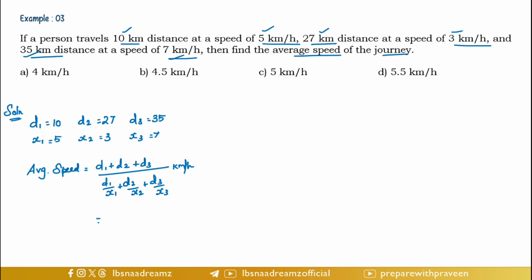So apply the value. 10 plus 27 plus 35 divided by 10 by 5 plus 27 by 3 plus 35 by 7. So we can cut this like 1 5 is 5, 2 5s are 10, 1 3 is 3, 9 3s are 27, 1 7 is 7, 5 7s are 35.